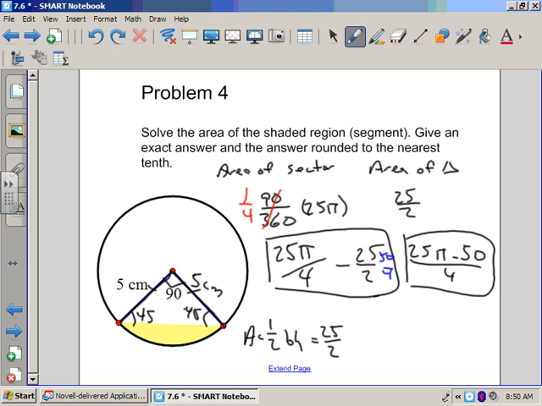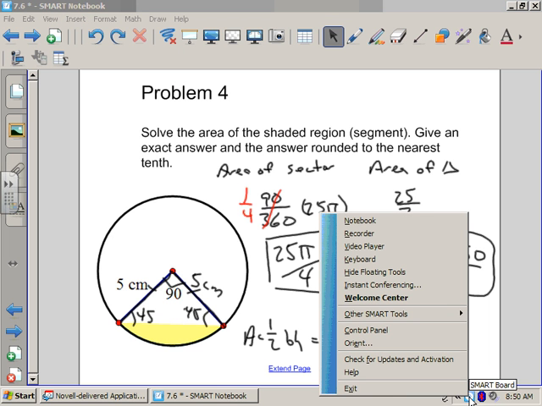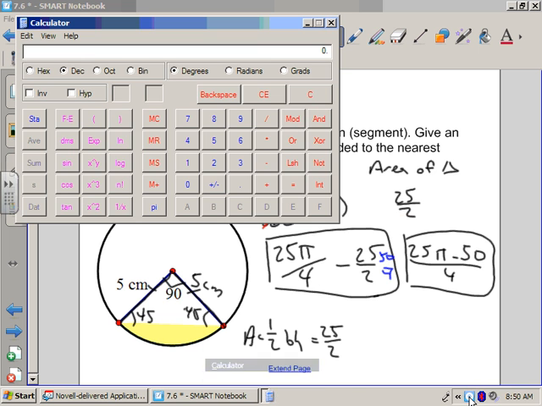Now, what is that rounded to the nearest tenth? Well, let me get out my calculator. Let's see if I can do it with this calculator. Please tell me I can. We'll find out in just a minute. Is there a pi button on here? Oh, there it is. It says pi. How about that?